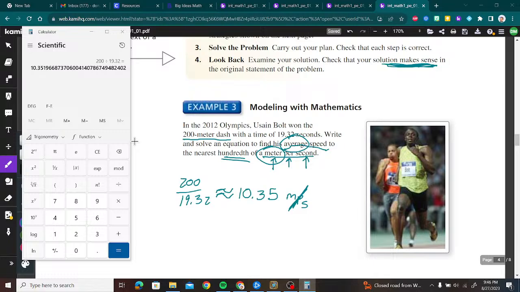So we're saying that he covers 10.35 meters in 1 second. And just thinking that through for a moment, 10.35 meters is roughly 10, and 19.32 seconds is roughly 20 seconds. And so 10 times 20 is 200 meters. So our answer makes sense.